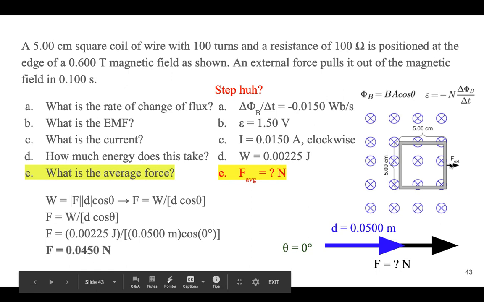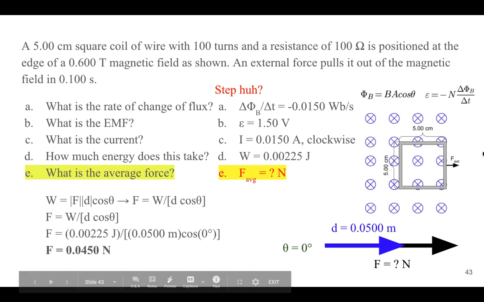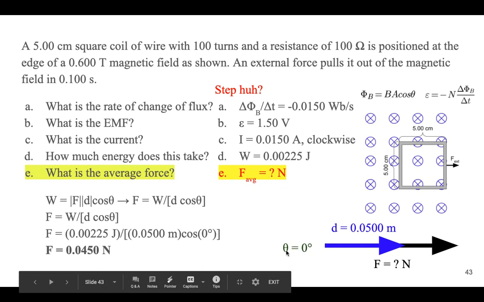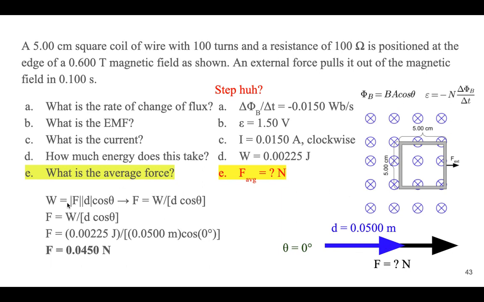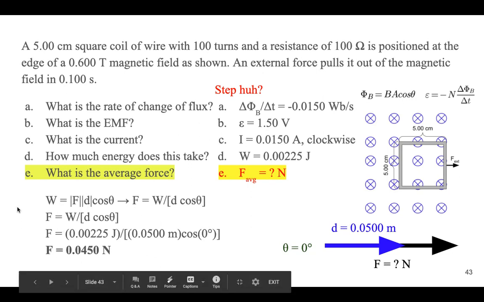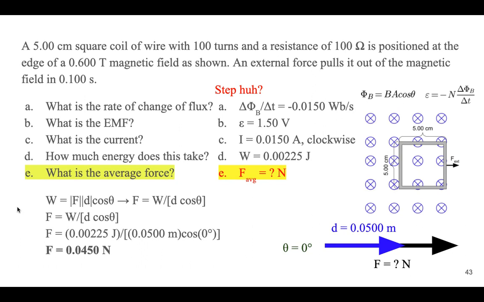So remember, our force is to the right, and this thing is moving to the right, so it will be displaced to the right. So in this case, theta equals 0 represents the fact that our force and our displacement are in the exact same direction. So that's why this theta is going to be 0. So anyhow, work equals F d cosine theta. Solve that for F. Plug in your stuff, and you end up with a force of 0.0450 newtons. So, yeah, we even brought in one of the old Physics 1 ideas.